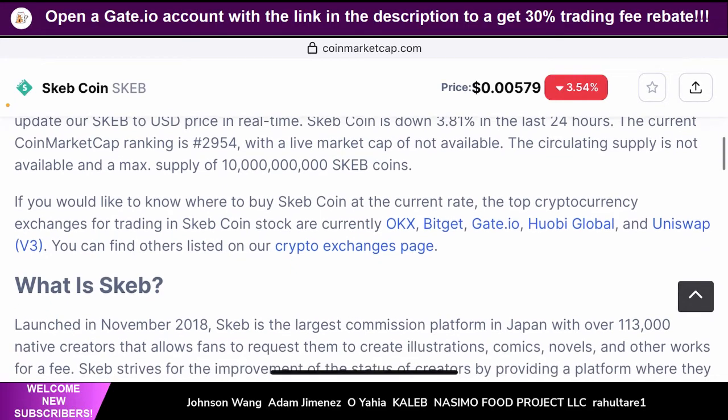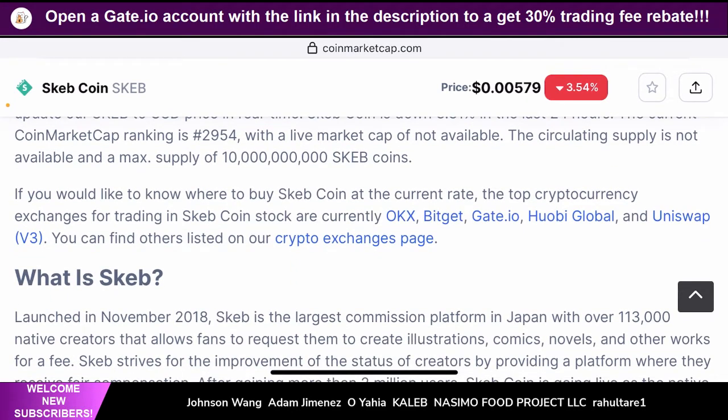So what is SKEB? Launched in November 2018, SKEB is the largest commission platform in Japan with over 113,000 native creators that allows fans to request them to create illustrations, comics, novels and other works for a fee. So it's been around for quite some time right now, and it's the largest commission platform in Japan.